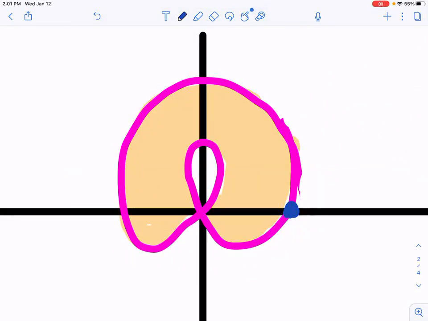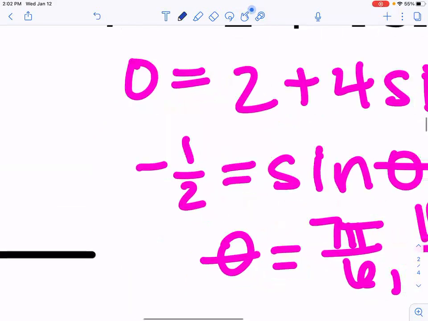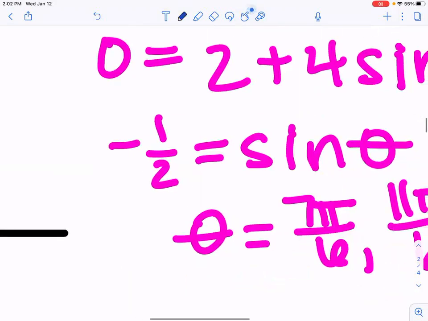I think pi over 2 and then ending at 3 pi over 2 would be a good idea. Like this half. Yeah. Okay. Now, okay, now I am going to take a step back though. 3 pi over 2 is probably not what we want, because where does our loop begin? How about 7 pi over 6? Isn't that what we just found right here? Right? Yes.